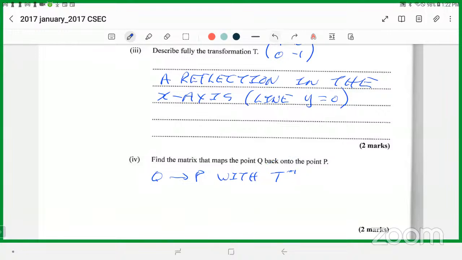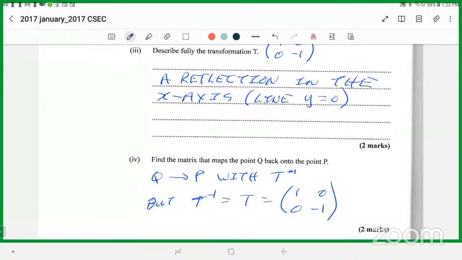But the inverse of T, because T is a reflection matrix, is equal to T. The inverse of a reflection is the same reflection, which is the same matrix, 1, 0, 0, minus 1. I'm not going to waste time and work it out. I cannot be penalized for advanced knowledge, for knowing that the inverse of a reflection is the same reflection. So I will present it to them like that. Q is mapped onto P using the inverse of T. The inverse will reverse the mapping.